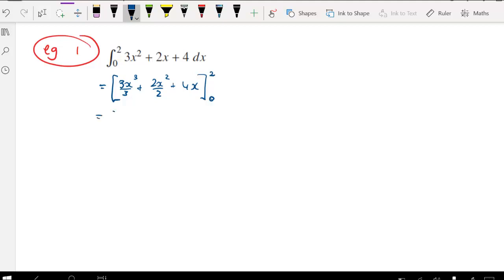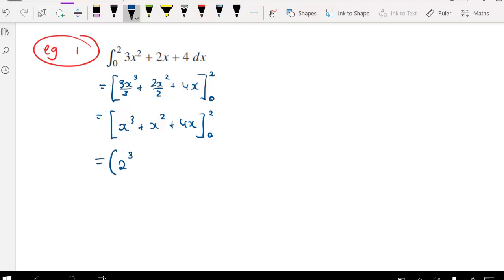If we can simplify this integral, it will make it easier as well. So we can cancel those 3's, and we've got x cubed. Cancel the 2's, and we've got x squared plus 4x between 2 and 0. Now the fundamental theorem of calculus says that we've now got the primitive, and we just need to sub in 2 and sub in 0 and find the difference between the 2 points.